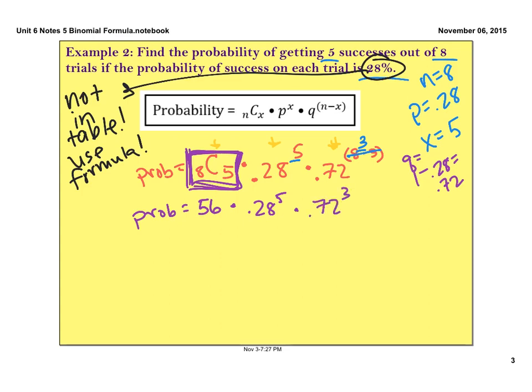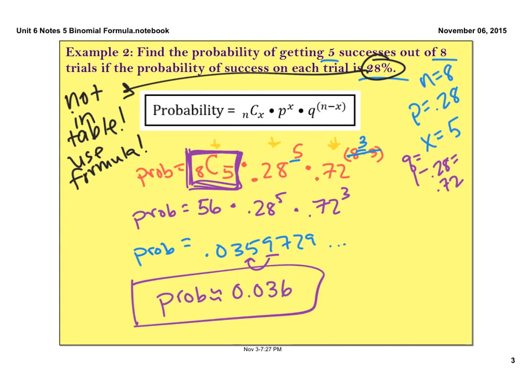Now the rest of this, you can type into your calculator all at one time. So there you go. You've got 56 times 0.28 raised to the 5th. Make sure you arrow out of that exponent so that you can type in the next thing, times 0.72 raised to the 3rd. When I type that in, here's what I get: 0.0359729 and so on and so forth. Now, we round our probability out to the 3rd decimal place, which means I'm going to use the 9 to round the 5. So my probability is about 0.036.